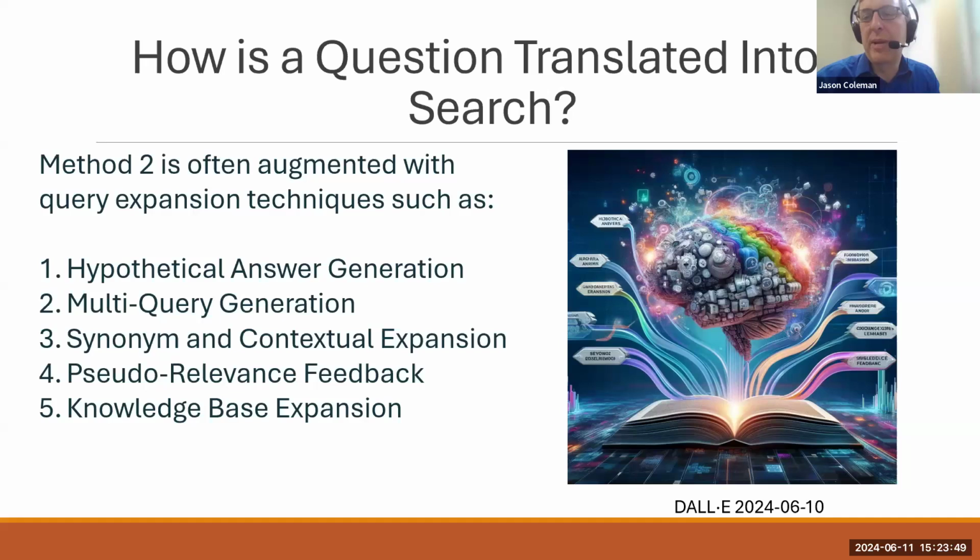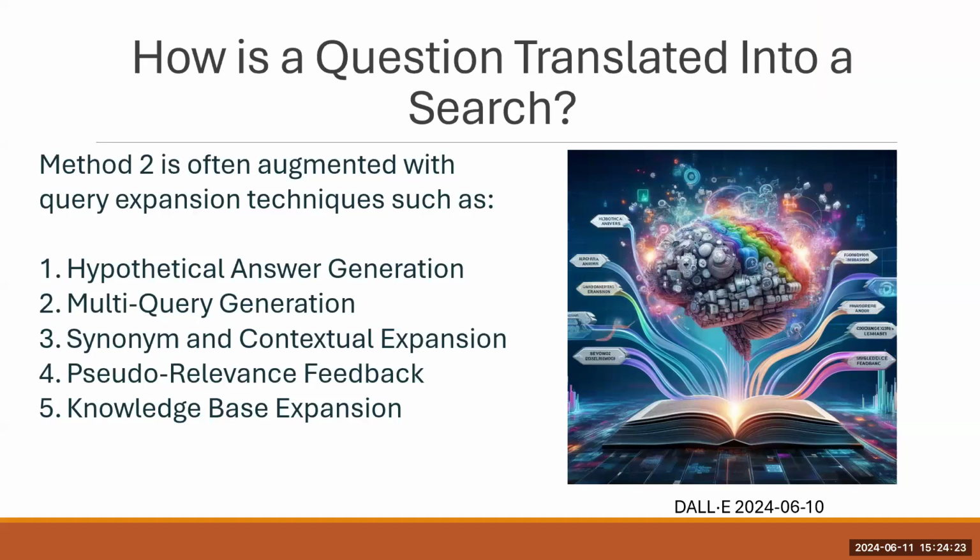Multi-query generation we've talked about a little bit. They'll take your query and come up with a lot of different variant ways to describe it and use all of those to search the data set. Synonym and contextual expansion, I think we're all kind of familiar with that, the synonym part. The contextual expansion can come from what you've done previously in that chat session, or in the case of ChatGPT 4.0 and other systems, you can now invoke long-term memory and it can begin to learn about you and use that as part of the context.